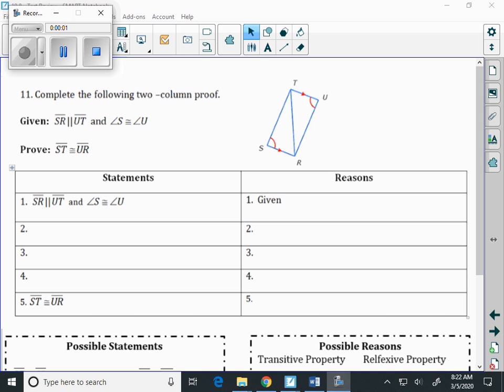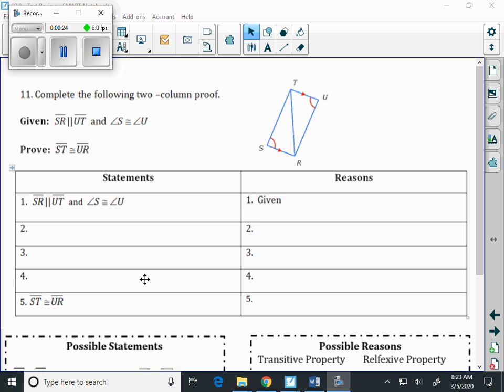We want to complete the following two-column proof. And what we know is that SR is parallel to UT, and that's marked up in our picture with the red arrow. We also know that angle S is congruent to angle U. Again, something else that is marked up in our picture.